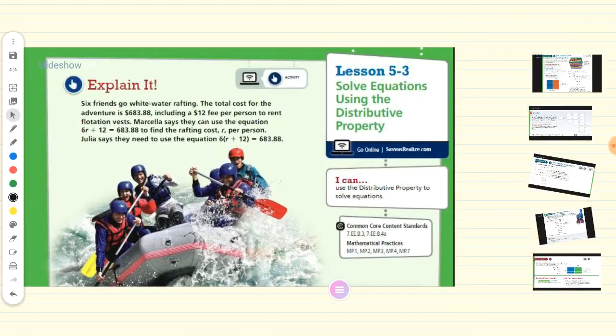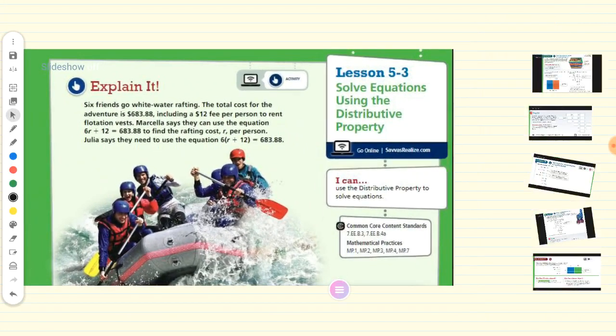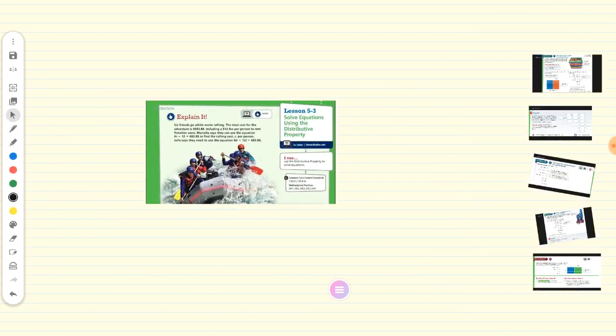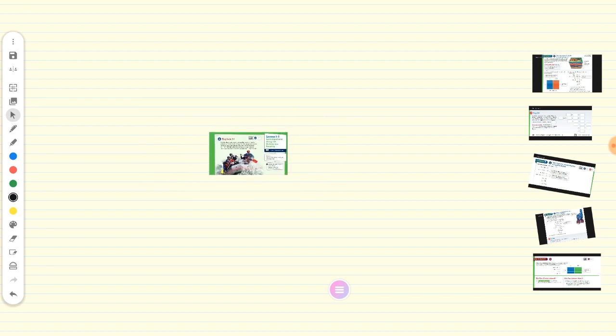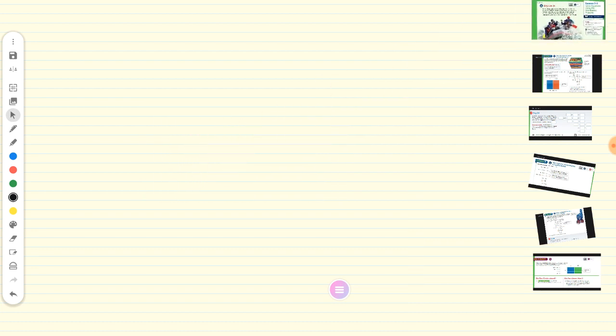We're going today to explain lesson number 5.3, which is talking about solving equations using the distributive property. Okay? We already studied before how to solve equations, so we'll increase our knowledge about how to solve any kind of equation you face. Okay?